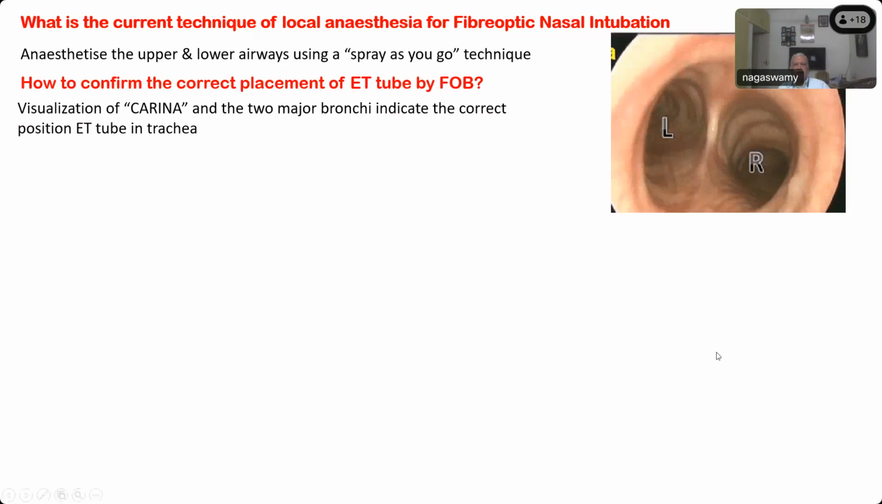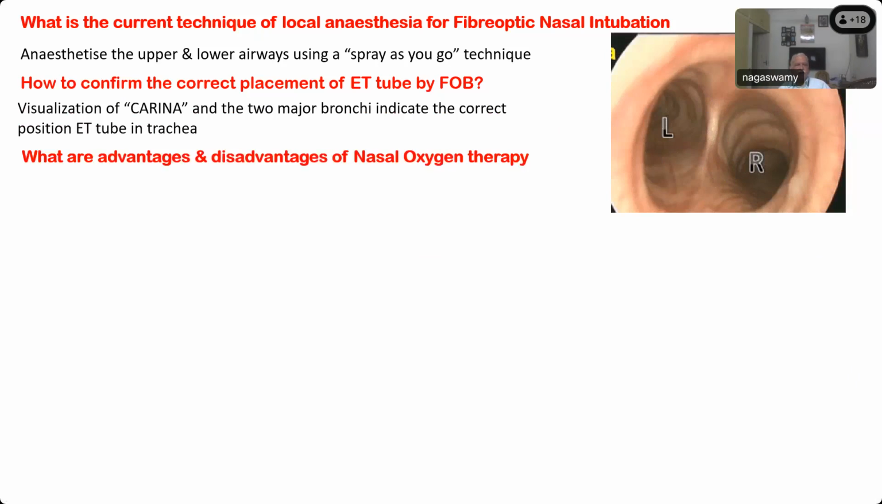So this is the carina, the center septum-like thing. This is the left main bronchus, this is the right main bronchus. If you are able to visualize this through your bronchoscope, that means your tube is well away from the branching of the trachea into the two major bronchi. So that is the correct location that you have to leave it.